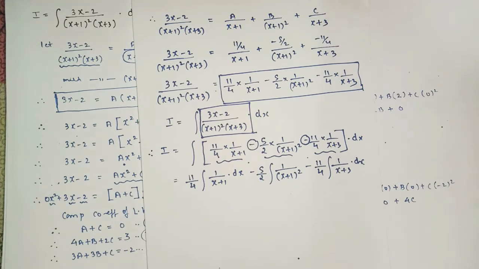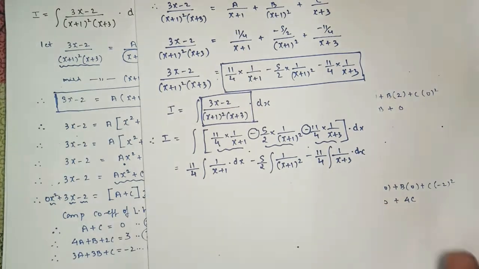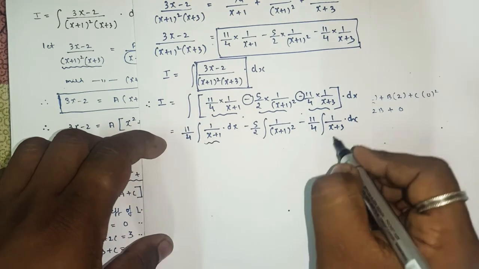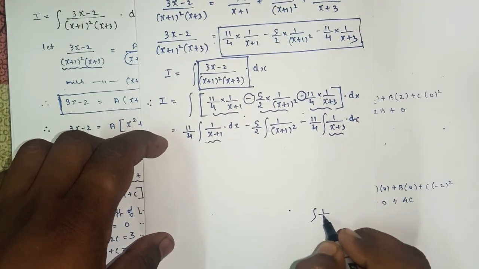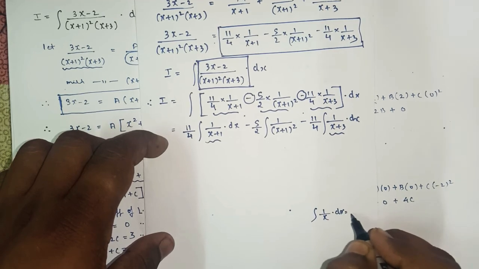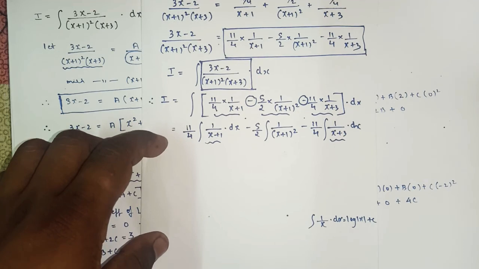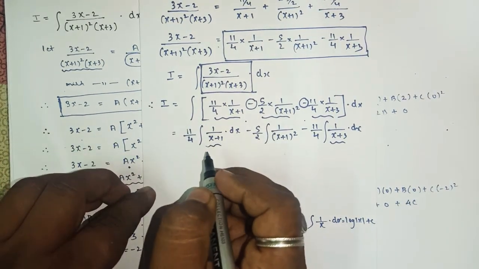Got the point? Understood? Okay. Now after this we have to integrate with respect to x. As clearly we can see, this and this part look like the integral of 1 upon x into dx, which equals log mod x plus c, yes or no? So here directly you will get the answer.